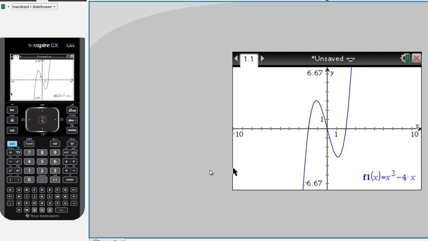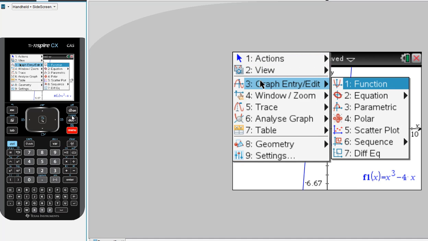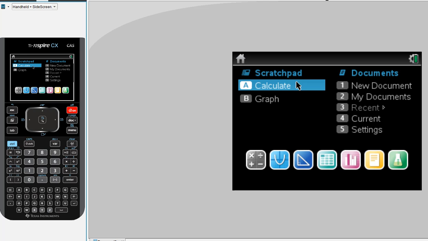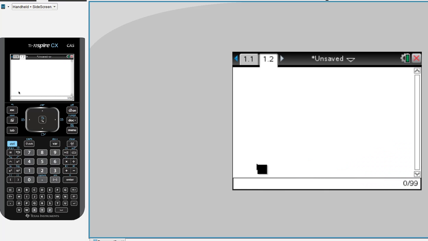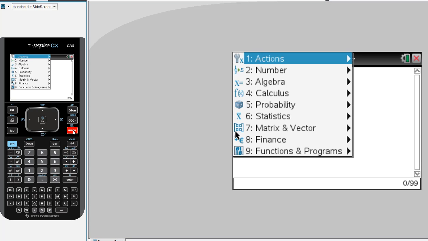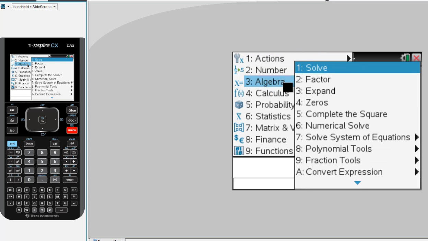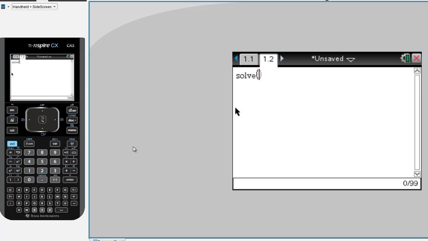Okay. First of all, we have to know the lower limit and the upper limit. As we can see in the graph, it seems like it's -2, 0 to 2. But just to make sure, we can add a calculator page, and let's solve this function. Menu, algebra. We have the solve function.